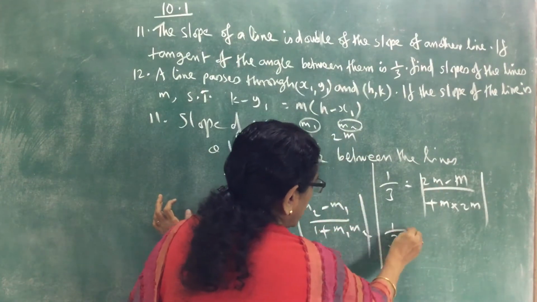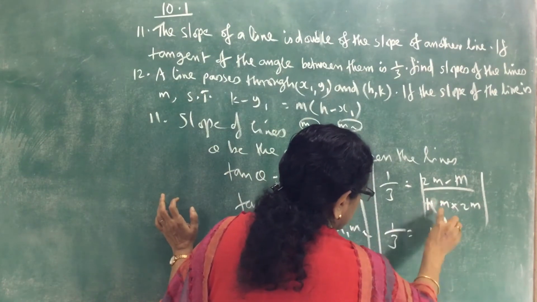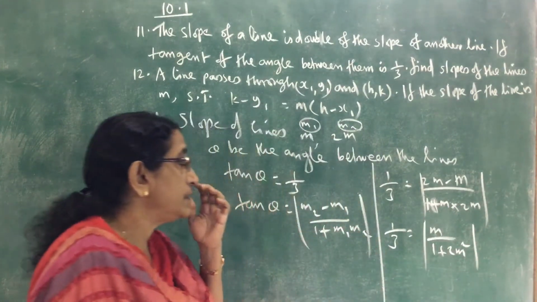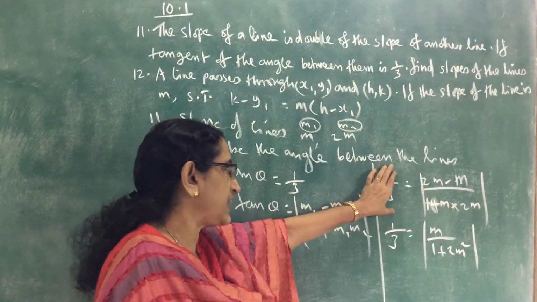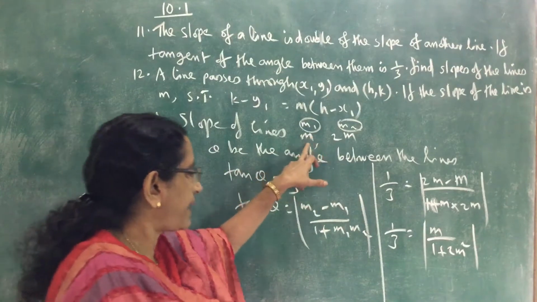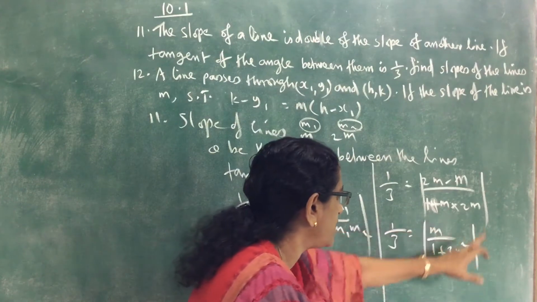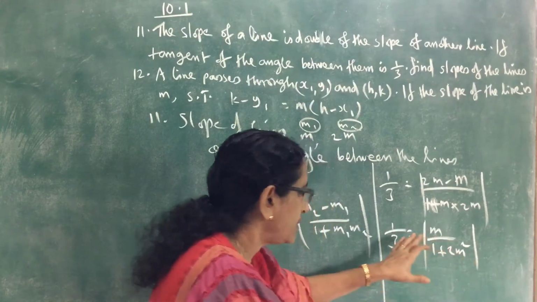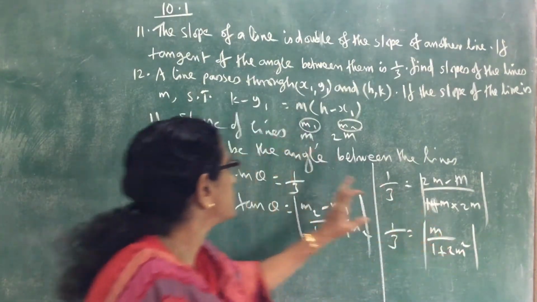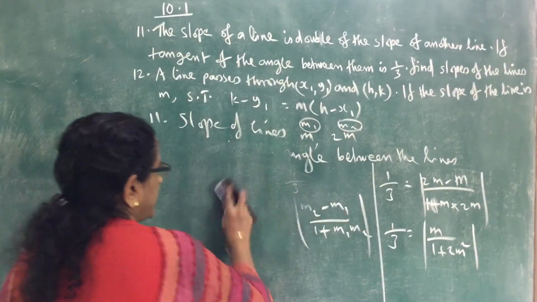That is, 1 by 3 equals m divided by 1 plus 2m square. Given tan theta equals 1 by 3 equals 2m minus m by 1 plus m into 2m, which is 1 plus 2m square. Using that we can find the value of m, so that we get the slopes of the lines m and 2m. Using this formula we can simplify.